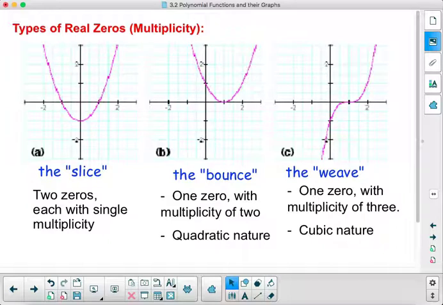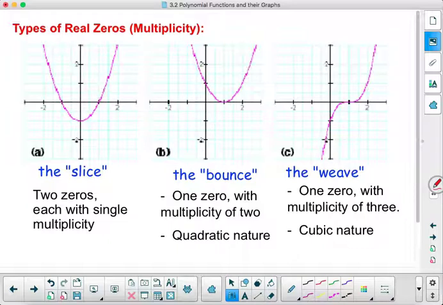If you look at the one on the left, I made up my own names for these. These aren't book names, but I find it easy to remember. The first one, which I call the slice, because that's what it does, is a single multiplicity. This has a 0 right here at x equals -1. That 0 comes from my function just slicing through. This has also a 0 here at x equals 1, and that's also just a slice. It just slices through there, and so I call it a slice.